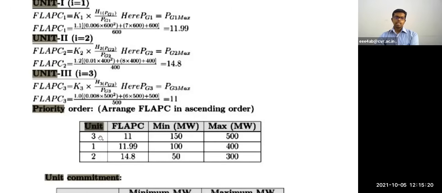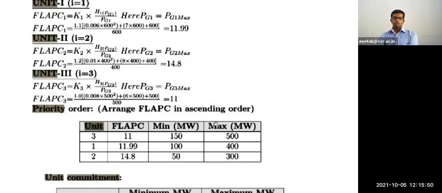So first is third generating, so this is 3. Second is first, and the next one is the second generating. So what is the FLAPC? We already calculated the full load average production cost. That is in the ascending order: the third generating unit is 11, the first generating unit is 11.99, and next, the second generating unit is 14.8.